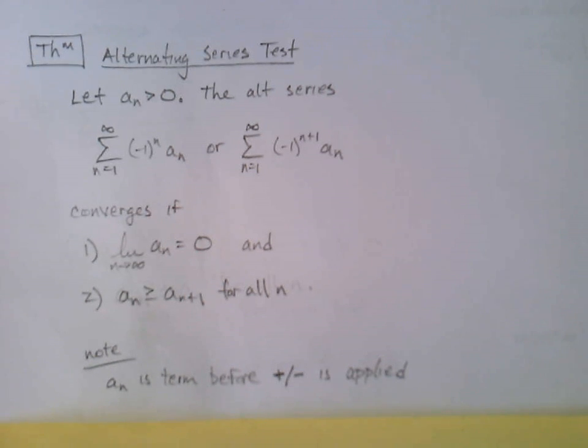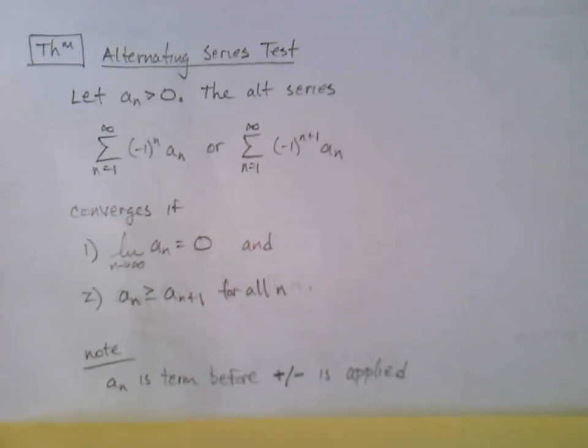And most of this section is just examples of what the alternating series test looks like in different cases, in cases where it converges, in cases where it diverges. Okay, so I'll go ahead and read through from the top. Let a sub n be greater than 0.